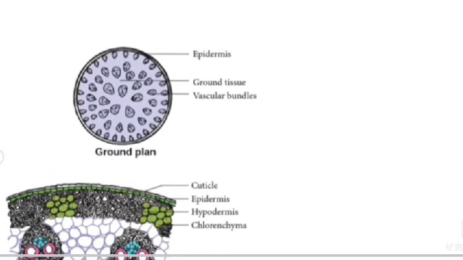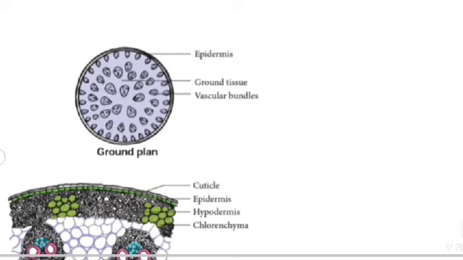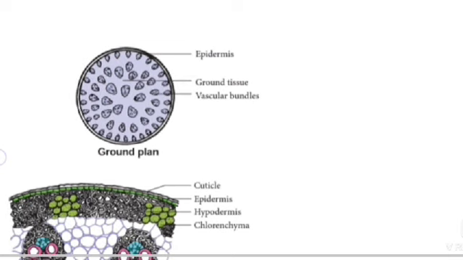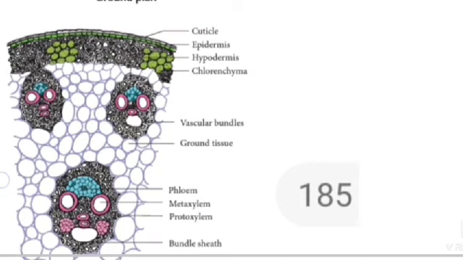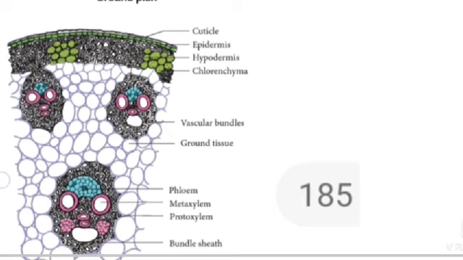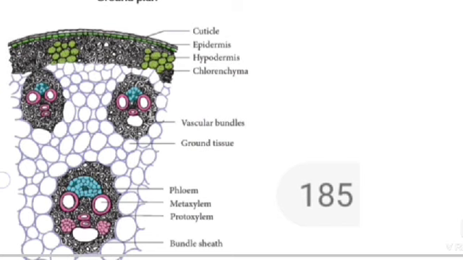See the picture. The ground plan: the outermost layer is called the epidermis, followed by the ground tissue and scattered vascular bundles. See the portion enlarged. The outermost covering layer, cuticle, is presented, followed by epidermis, hypodermis, collenchyma and chlorenchyma cells. The vascular bundles are in a scattered manner, skull-shaped vascular bundle is presented.